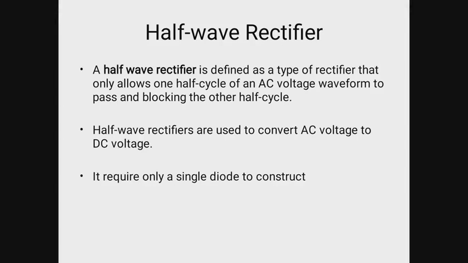So, half wave rectifier. Half wave is defined as a type of rectifier that only allows one half cycle of an alternating input voltage or AC voltage and blocks the other half cycle. This kind of rectifier is basically used to convert alternating voltage to DC voltage. For the construction of a half wave rectifier circuit, we use only one diode in a circuit.